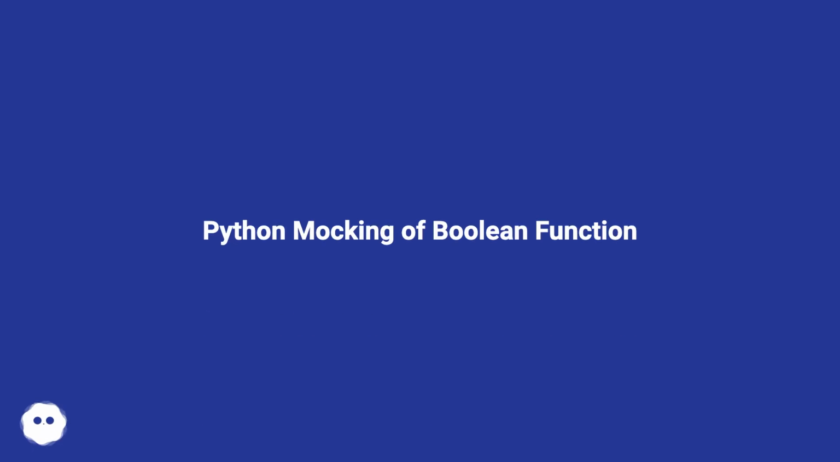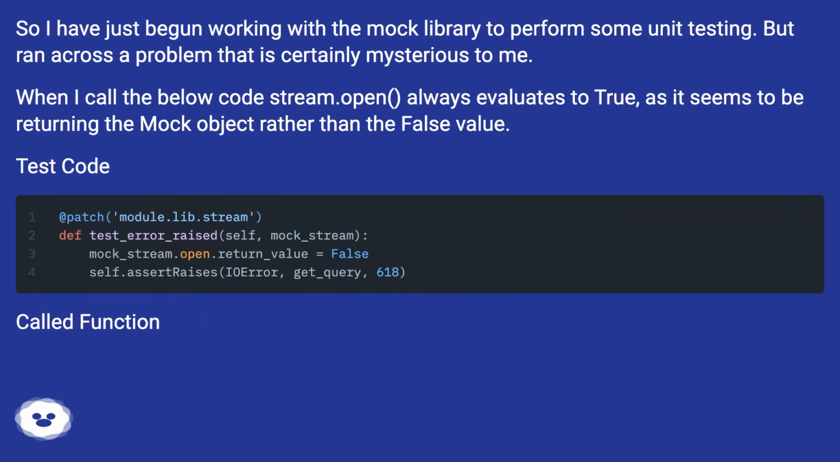Python mocking of Boolean function. So I have just begun working with the mock library to perform some unit testing, but ran across a problem that is certainly mysterious to me. When I call the below code, stream.open always evaluates to true, as it seems to be returning the mock object rather than the false value.